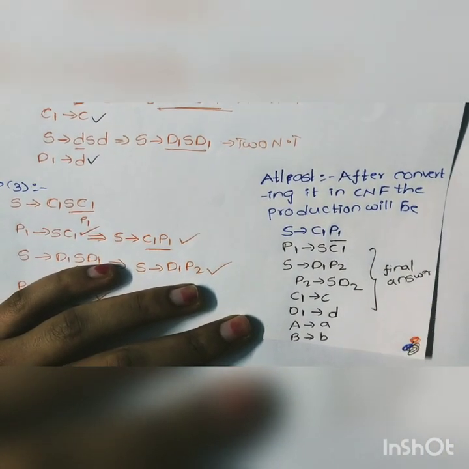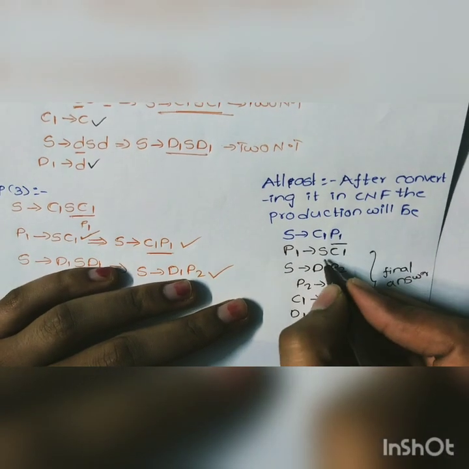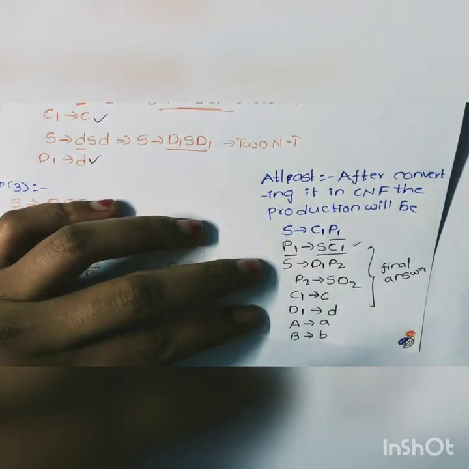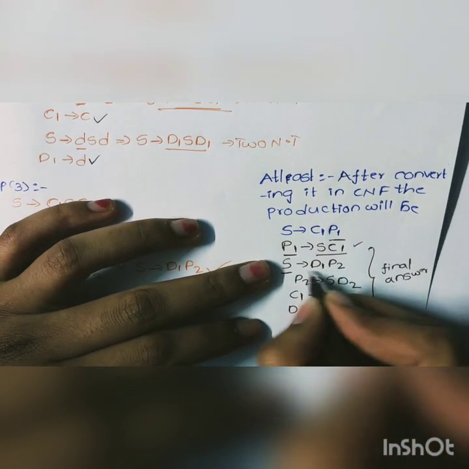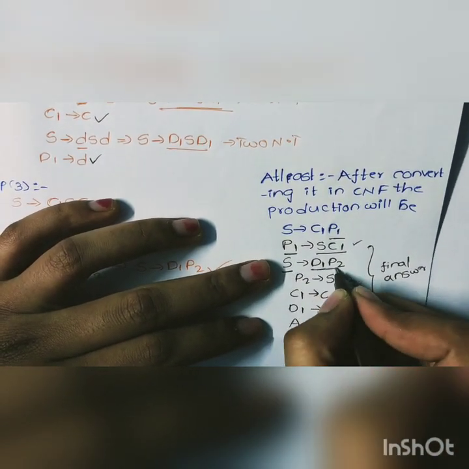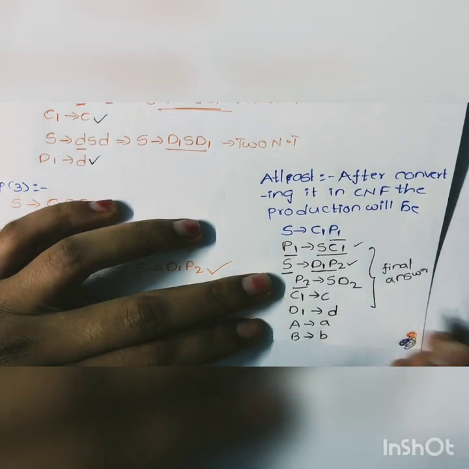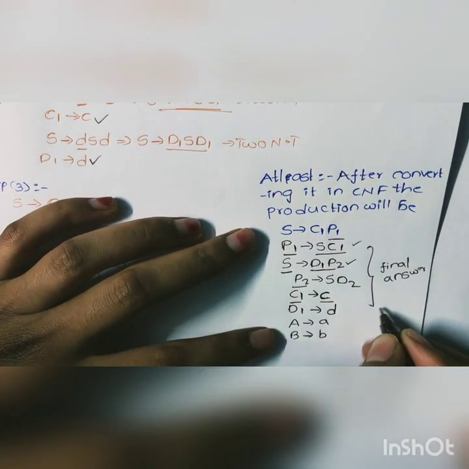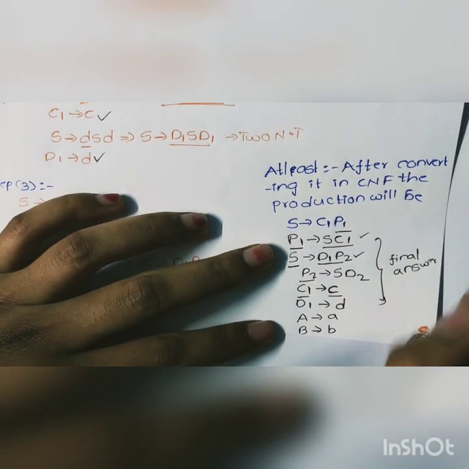Now let us check whether the given grammar is in CNF or not. A single non-terminal tending to two non-terminals: yes, this is in CNF. Single non-terminal, two non-terminals: yes. And a single non-terminal tending to a single terminal. From this we can conclude that this is in CNF.